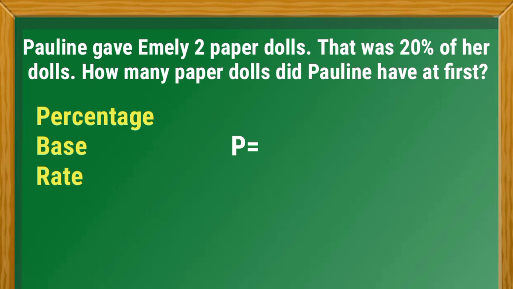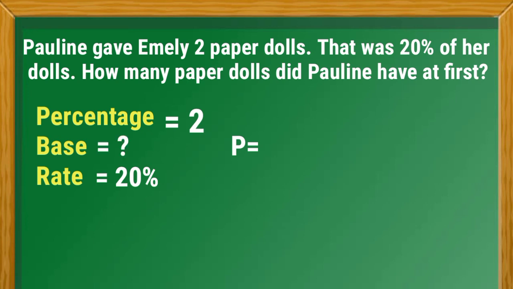What does 2 paper dolls here represent? Is it the percentage, the base, or the rate? In order to answer that, you need to read the next statement, which is that was 20% of her dolls. So it means these 2 paper dolls here is just 20% of her dolls. So it means 2 here is percentage. And of course, it is very obvious that 20% is our rate. So what is the unknown is the base.